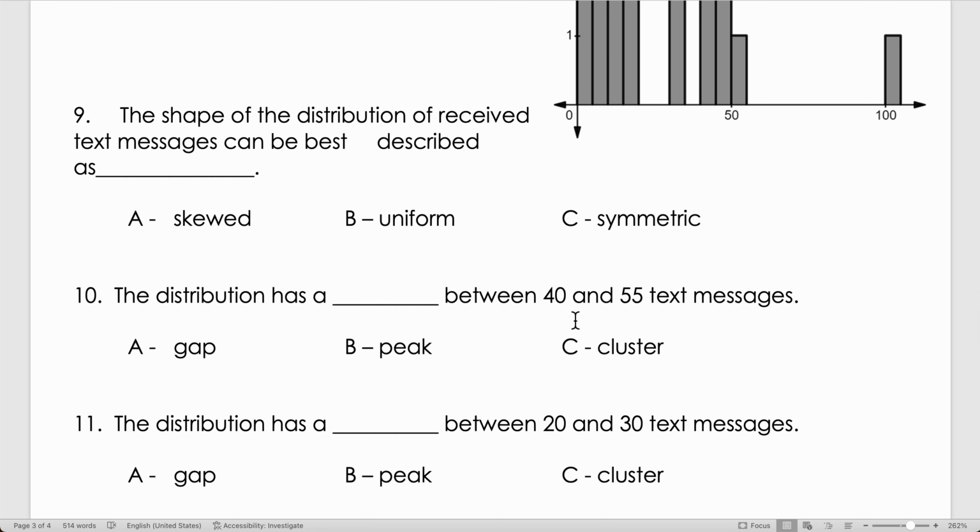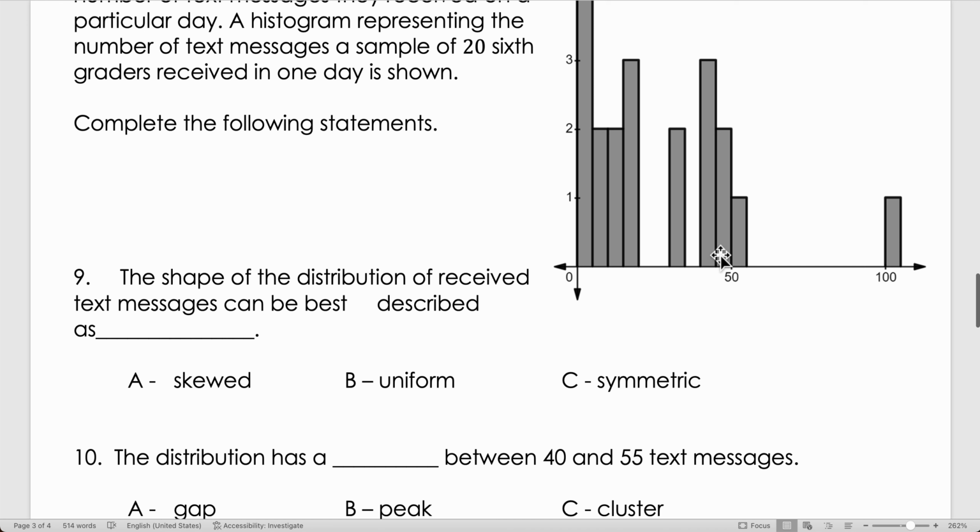And then let's see what else is going on. Ooh, actually, I might have misread this question. 40 to 55 wouldn't just be this skinny little one. That would be 40 to 45. 40 to 55, 40, 45, 50. That's actually talking about, I'm sorry, let's look at this again. That's actually talking about this right there. So it's actually not talking about the gap. I'm sorry, that's my bad. It's talking about what is known as the cluster.